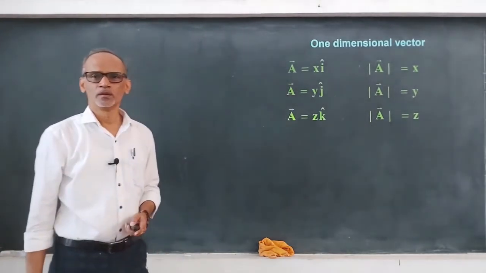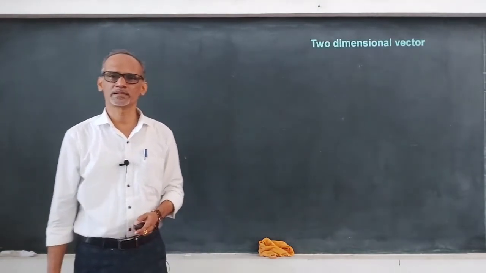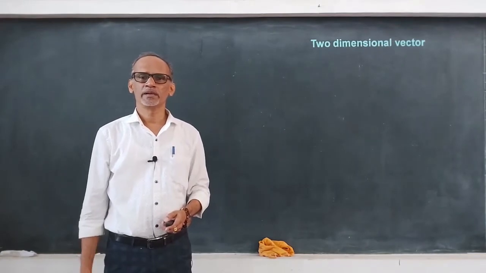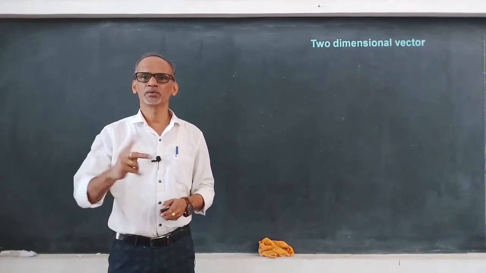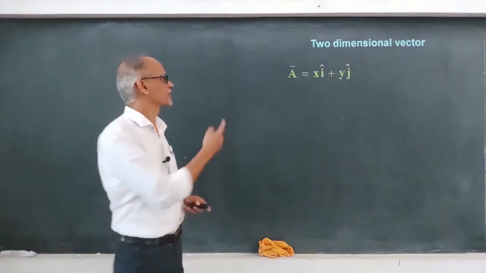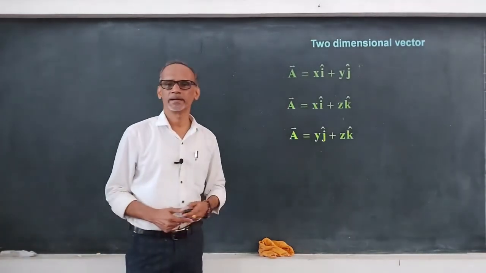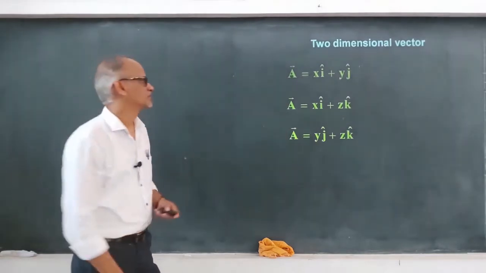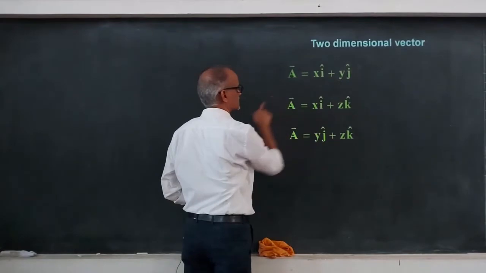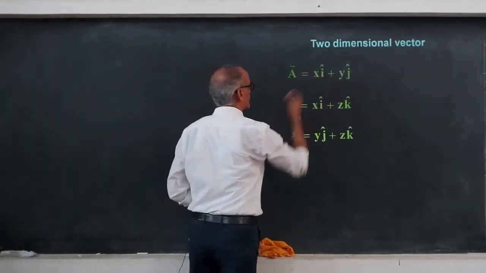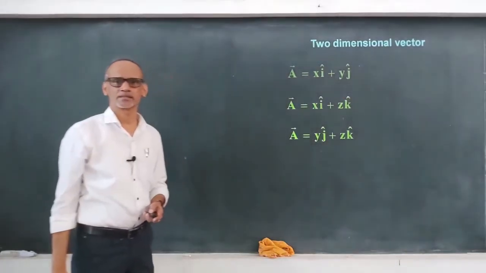Okay. Now we have two dimensional vectors. What do you mean by two dimensional vector? In two dimensional vectors, we need two axes, or there are two components along two different axes. That can be x and y, x and z, or y and z. This is how we write two dimensional vectors. So A is the vector, it has components along the x axis and y axis, where x is the magnitude along the x axis and y is the magnitude along the y axis.